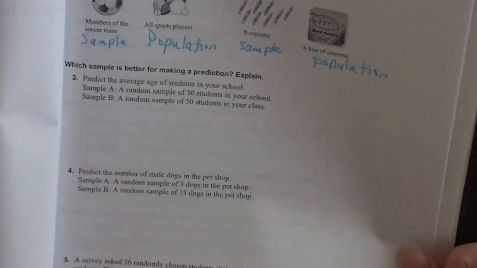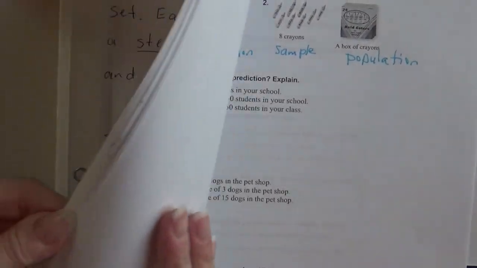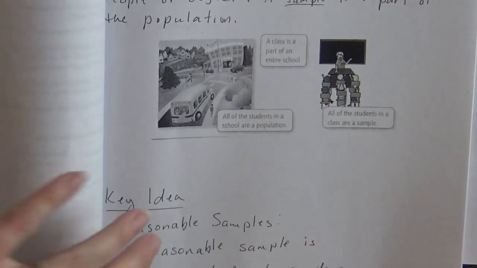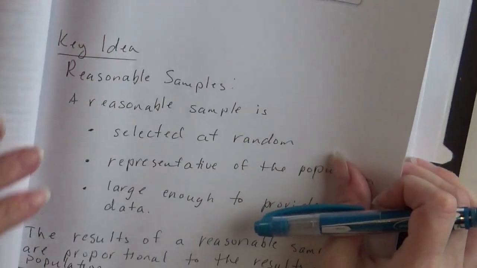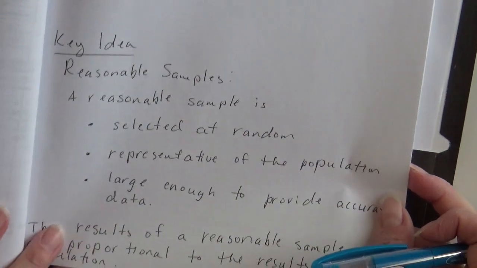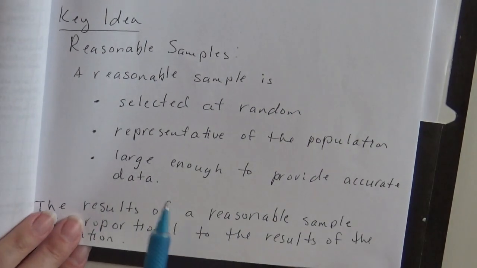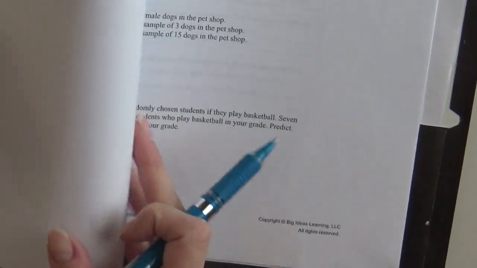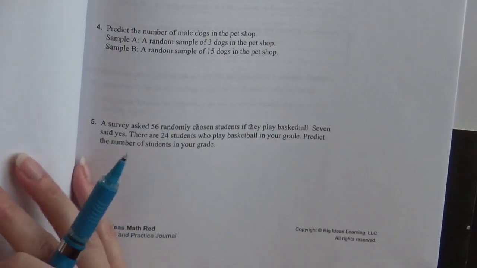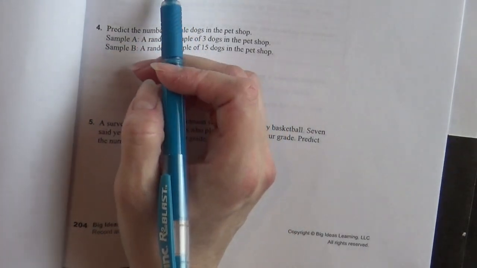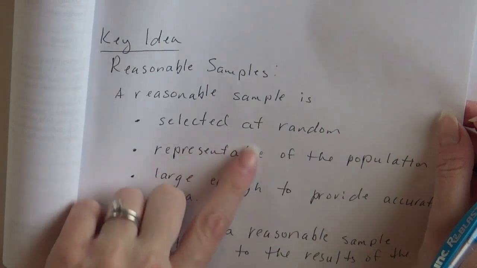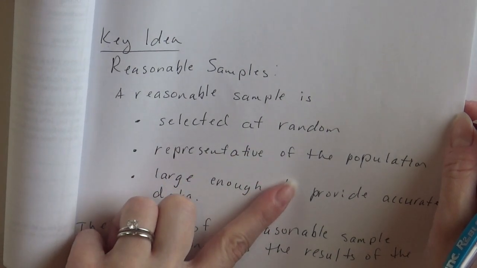Okay, so let's go back and look at the guidelines that we were given for a reasonable sample. So the key idea right here. And think about if these apply. So a reasonable sample is selected at random. Okay, were these selected at random? Yes, it said random sample, so that's good. A random sample is representative of the population.